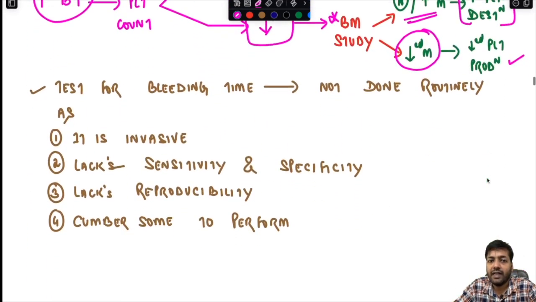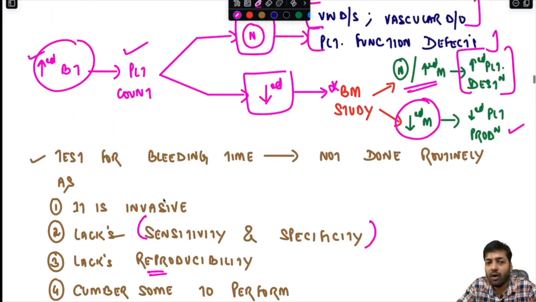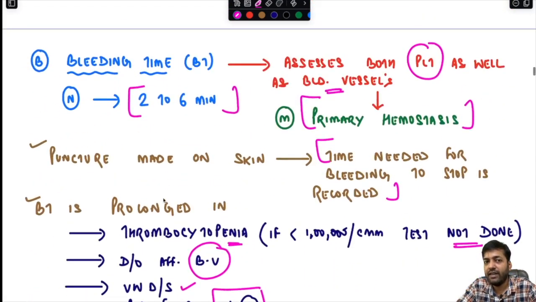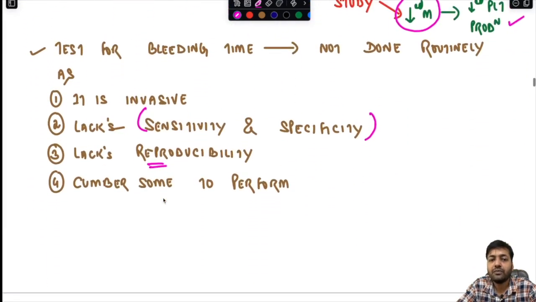Now remember, the test for bleeding time or BT is not done routinely. Why? Because it is quite invasive test. Okay, and secondly, it lacks sensitivity and specificity, and it lacks reproducibility. That means the test result from one lab may not match with the same test result from another lab. So it lacks reproducibility and it is quite cumbersome to perform. Okay, so therefore it is avoided. It is not routinely performed.